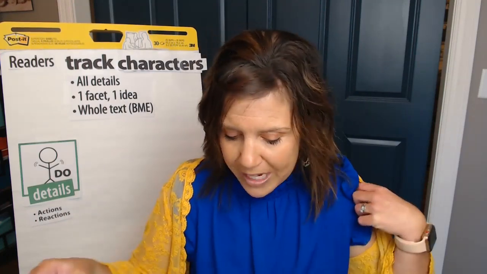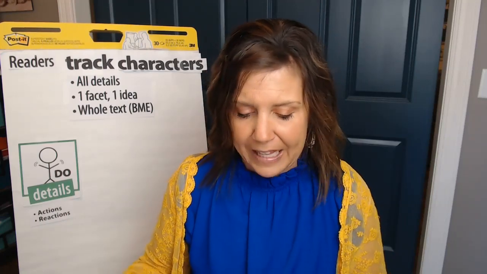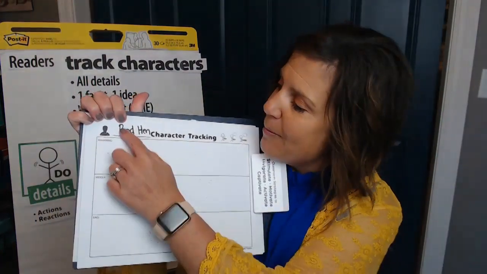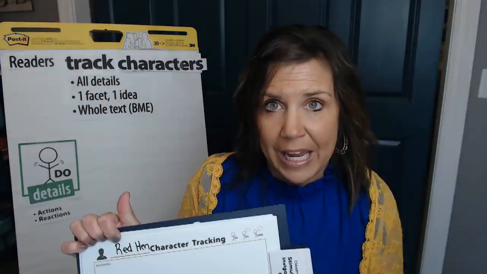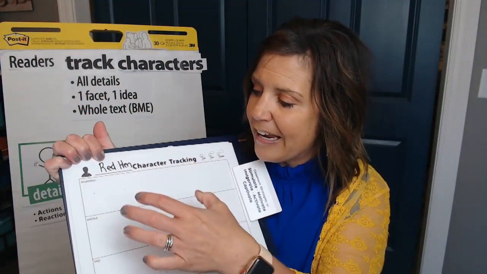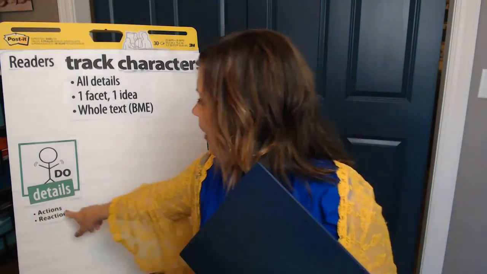And so if I have Little Red Hen pulled up. So if we tracked only one character, so let's track Little Red Hen. So I put her name at the top, Little Red Hen. And we're going to track what she's doing at the beginning and in the middle and at the end. We're only going to look at Little Red Hen, and we're only going to look at what she's doing, not what she's saying or any of those other details, just what she's doing. Remember, her actions or her reactions.